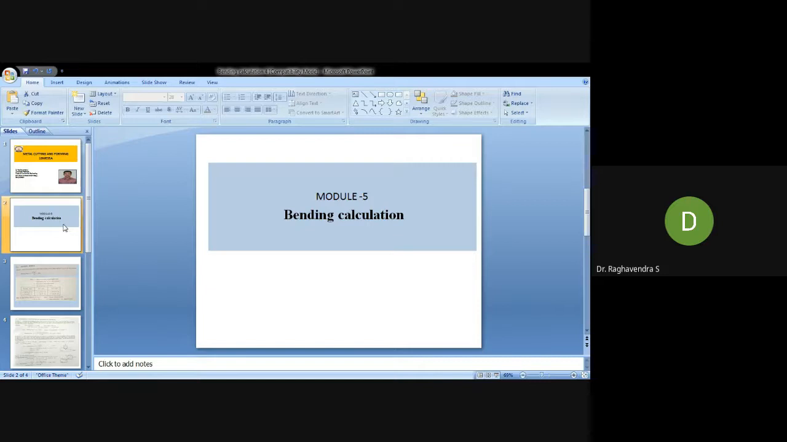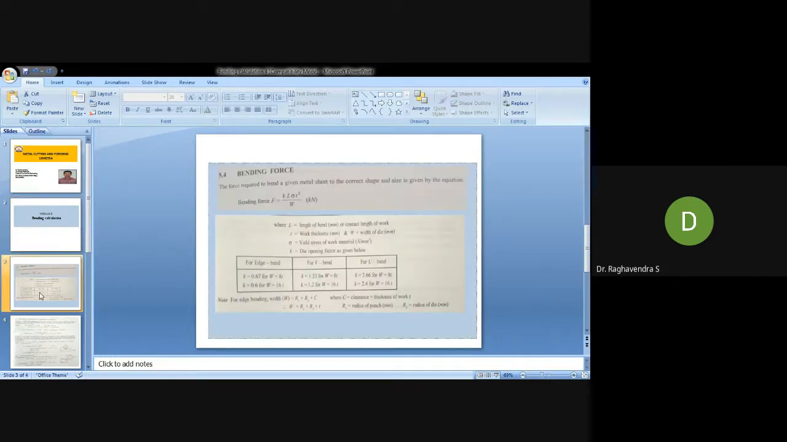In the last class we discussed the dies, the bending force, V bending, U bending, edge bending, all these things. Based on these three types, today we are calculating the bending force for the operations which are faced in the industry. Let us see what exactly the bending force is. The force required to bend a given metal sheet to the correct shape and size is the bending force.